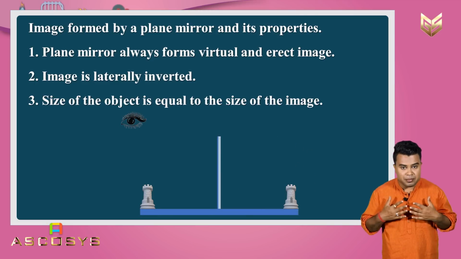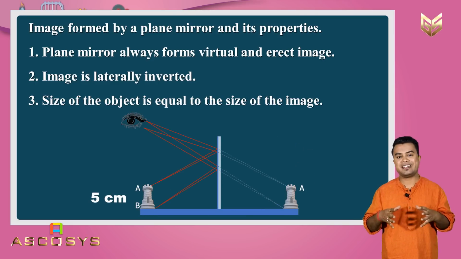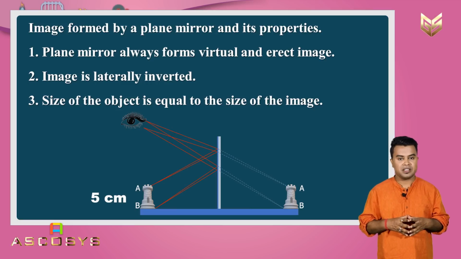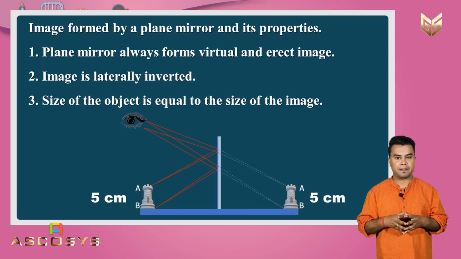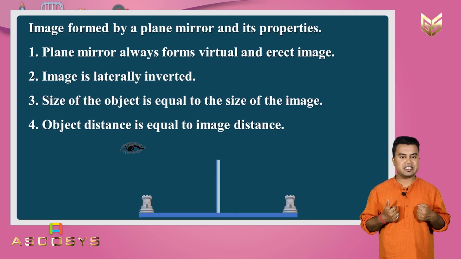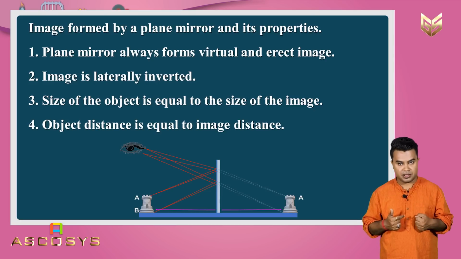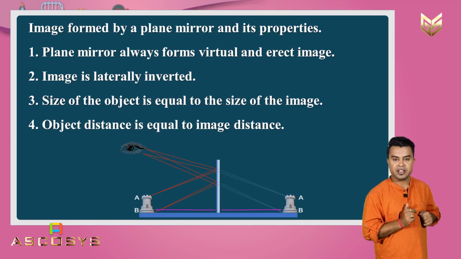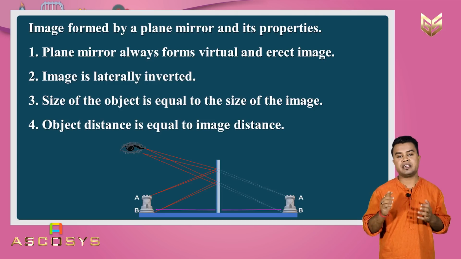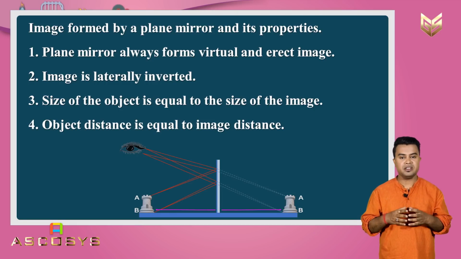The size of the image is equal to the size of the object. If the object height is 5 centimeter, the height of the image is also 5 centimeter, right, and the object distance is equal to the image distance from the plane of the mirror. From the plane of the mirror, suppose the object is kept at 10 centimeter away, the image will form in such a way that it is also 10 centimeter away from the plane of the mirror.